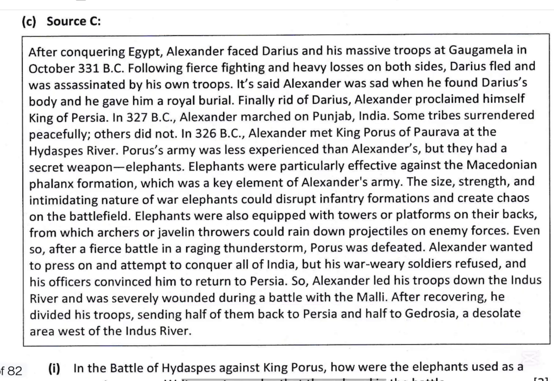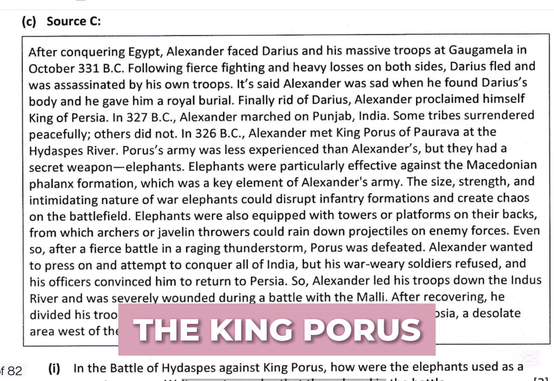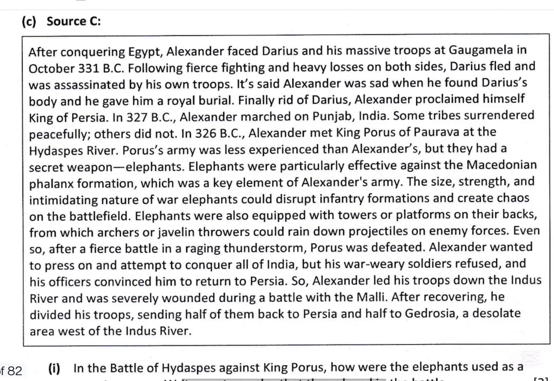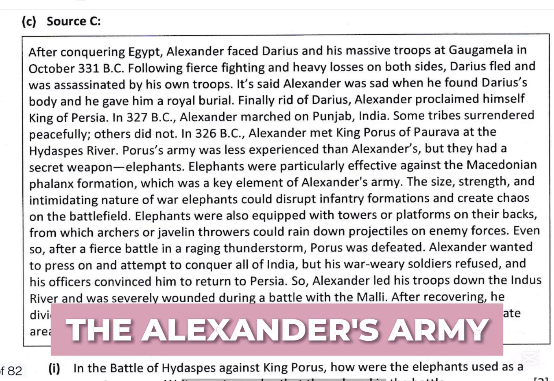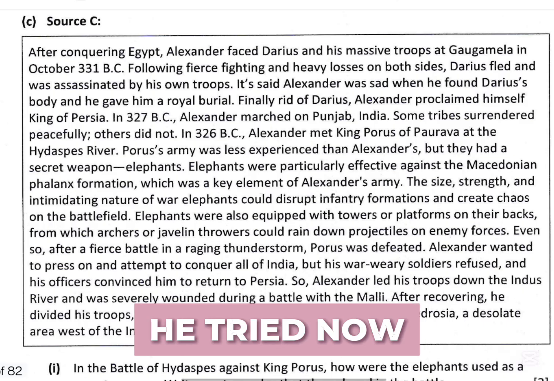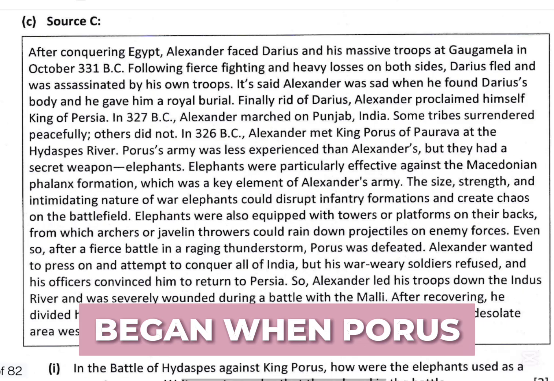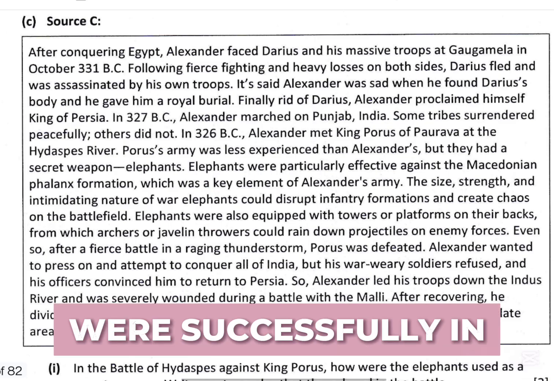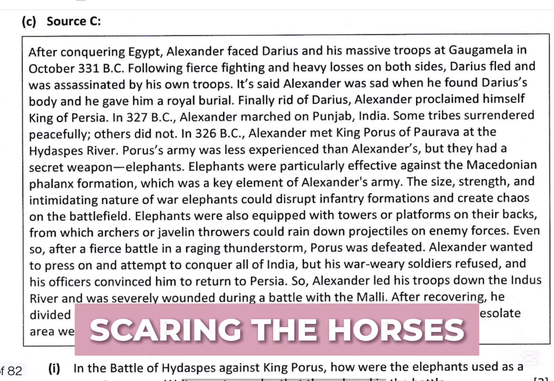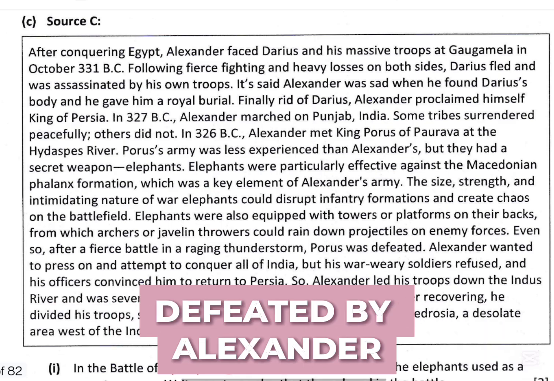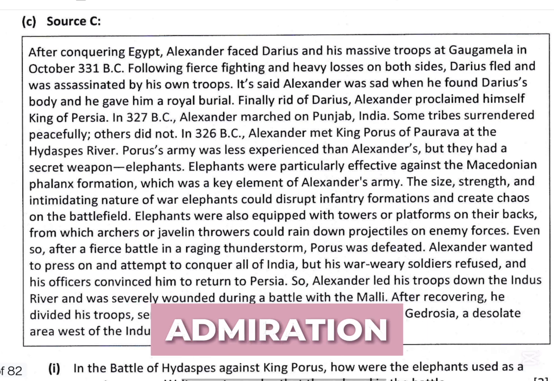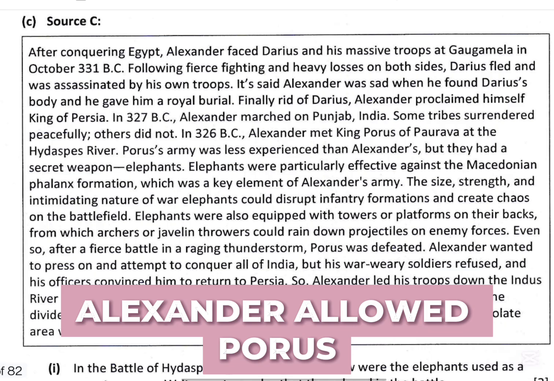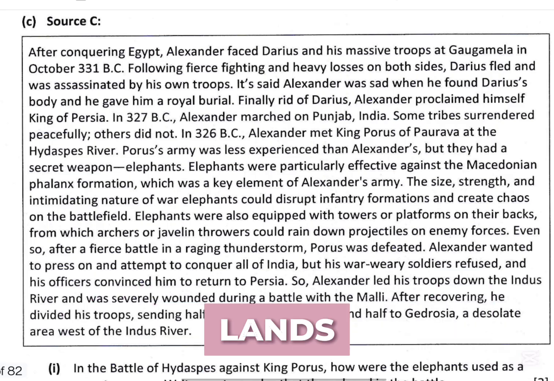Okay, so what basically happened is King Porus was the person who decided to stop Alexander's army, which was kind of impossible, but at least he tried. The battle began when Porus' troops fought bravely. Their war elephants were successful in scattering the horses of Alexander's troops. King Porus was defeated by Alexander but gained the admiration of the Macedonian ruler. Alexander allowed Porus to retain his lands.